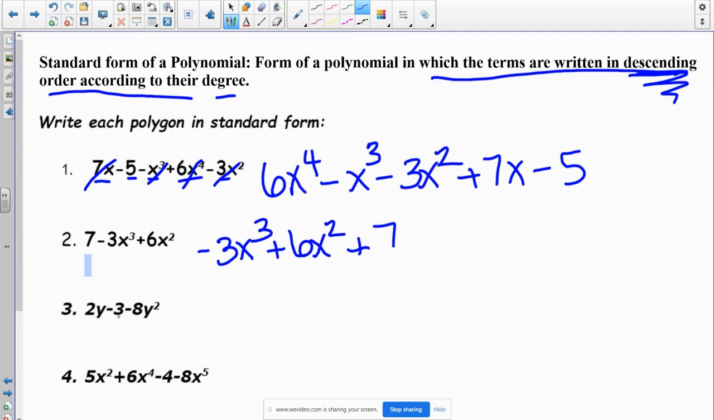Okay, practice again. If you want to pause the video, do it, and then look to make sure you can do it with me. So our biggest one here is a square. So that's negative 8y squared. Next one is the 2y, so that's a positive 2y. And the last one is negative 3.